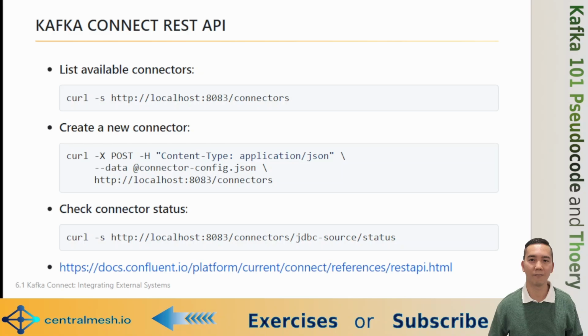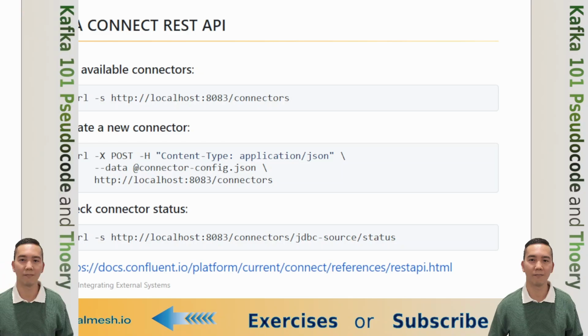The first command is to see what connectors are currently running. The second command is to create a new connector. The third command is to check whether a connector is running or not. This list is just the start. The REST API lets us do a lot more, like updating connectors, pausing them, or even deleting them. If you want to explore all the available endpoints, you can check out the Kafka Connect REST API docs.